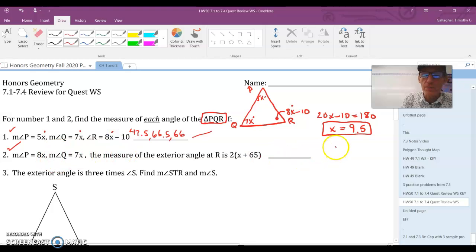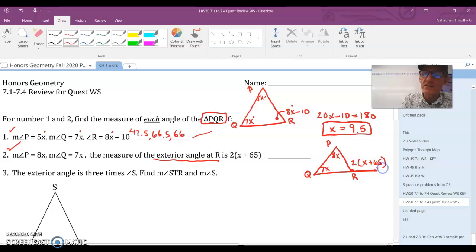Problem number 2 says we have an exterior angle at R. So I'm going to draw the exterior angle at R. I put P up here again and Q here. Now, P is 8x in this problem. Q is 7x in this problem. And the exterior angle at R is 2 times x plus 65.